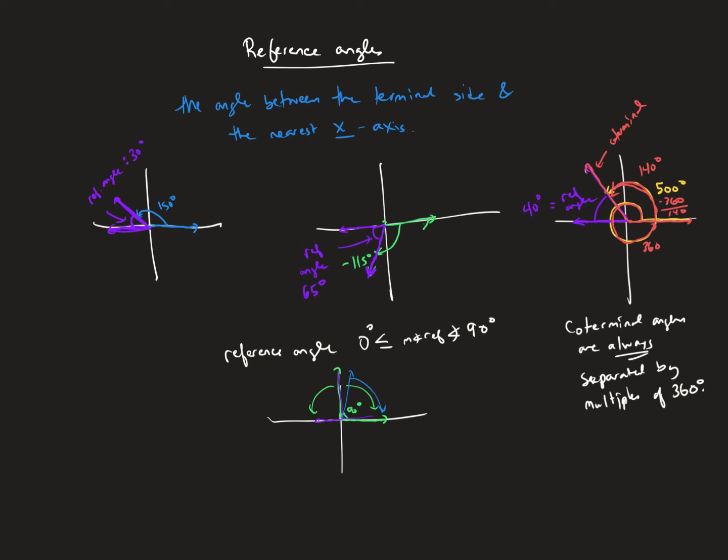So the important concepts from this particular video. The reference angle is the angle between a terminal side and the nearest x-axis, regardless of direction. Your reference angle has to be somewhere between 0 and 90 degrees, can't be negative, can't be bigger than 90. And sometimes you have to get a coterminal angle in order to be able to get a reference angle. And to get the coterminal angles, you add or subtract multiples of 360.